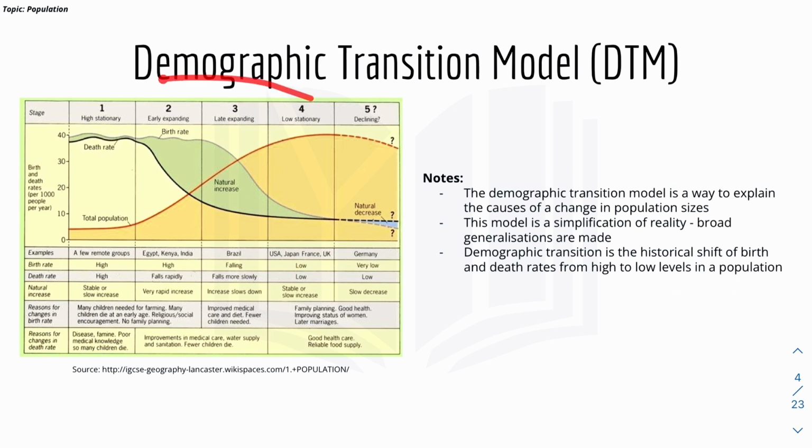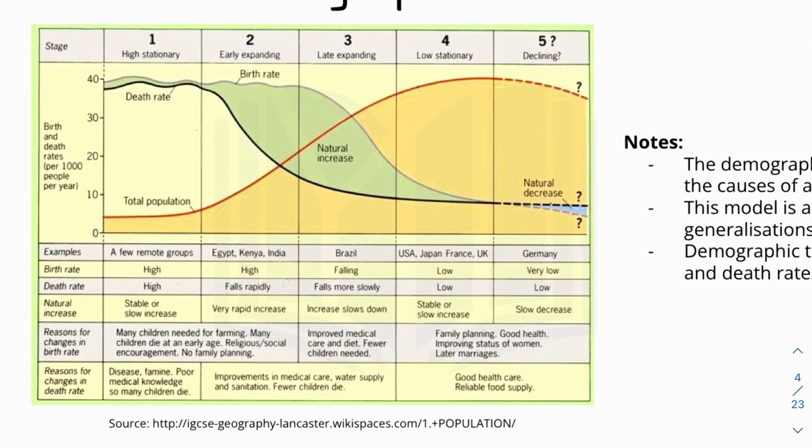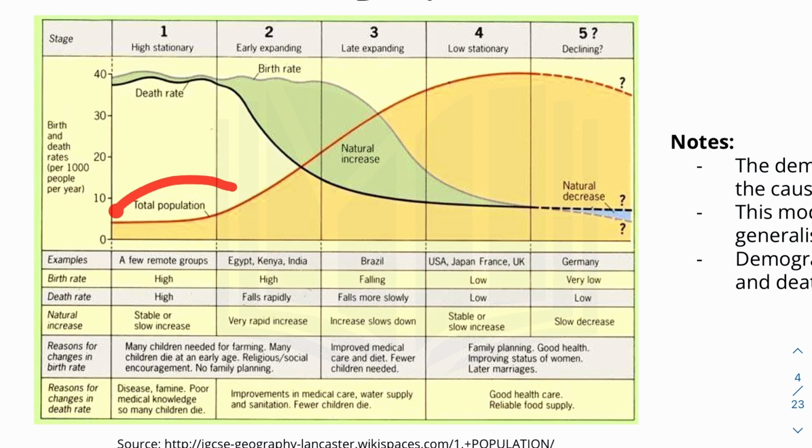So let's just look into this DTM right here. We have this red line which shows the total population. Let me just zoom in. Yeah, so the red line shows the total population. As you can see, from the first stage, the population is quite low. And as a country develops, moving across the bands to stage 4 or stage 5, you can see that their population increases, and at the end of stage 4 or at stage 5, it starts to decrease.